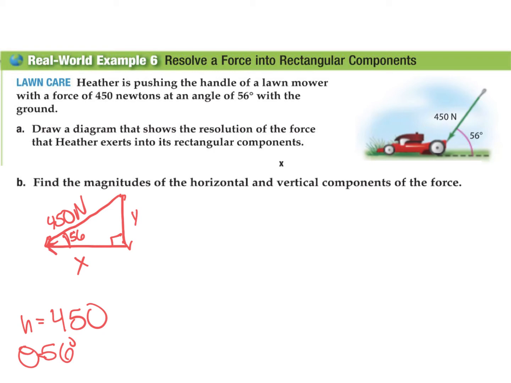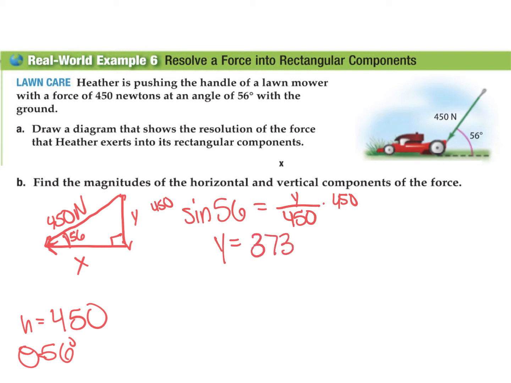So just starting off with sine 56 is equivalent to our opposite, which is y, over hypotenuse, which is 450. Multiply both sides by 450, and then you can see that y is approximately 373 newtons rounded. We rounded to the nearest whole.